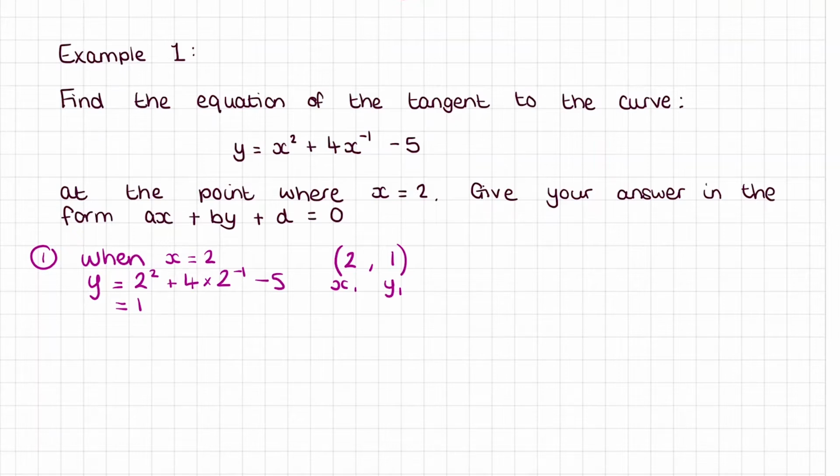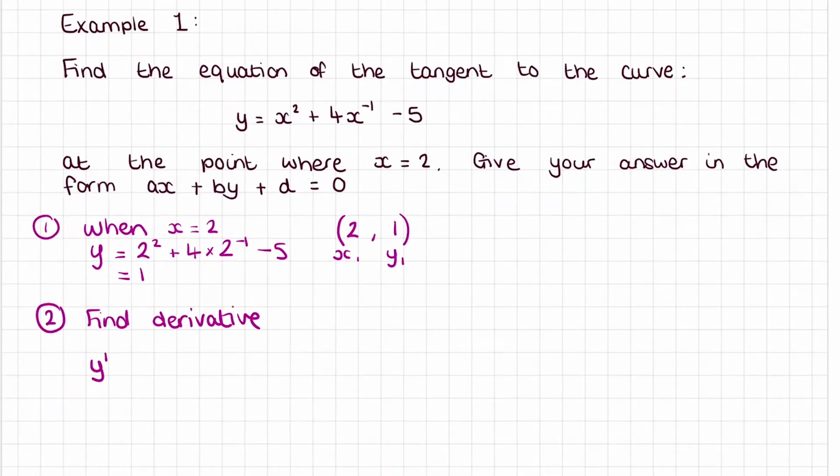Now we need to find the gradient, our m value. And to do this, we need to find our derivative. So our y dash would equal x squared, derivative of that is 2x. 4 times x to the power of negative 1 will become negative 4x to the power of negative 2. And the minus 5 will just disappear because it's a constant.